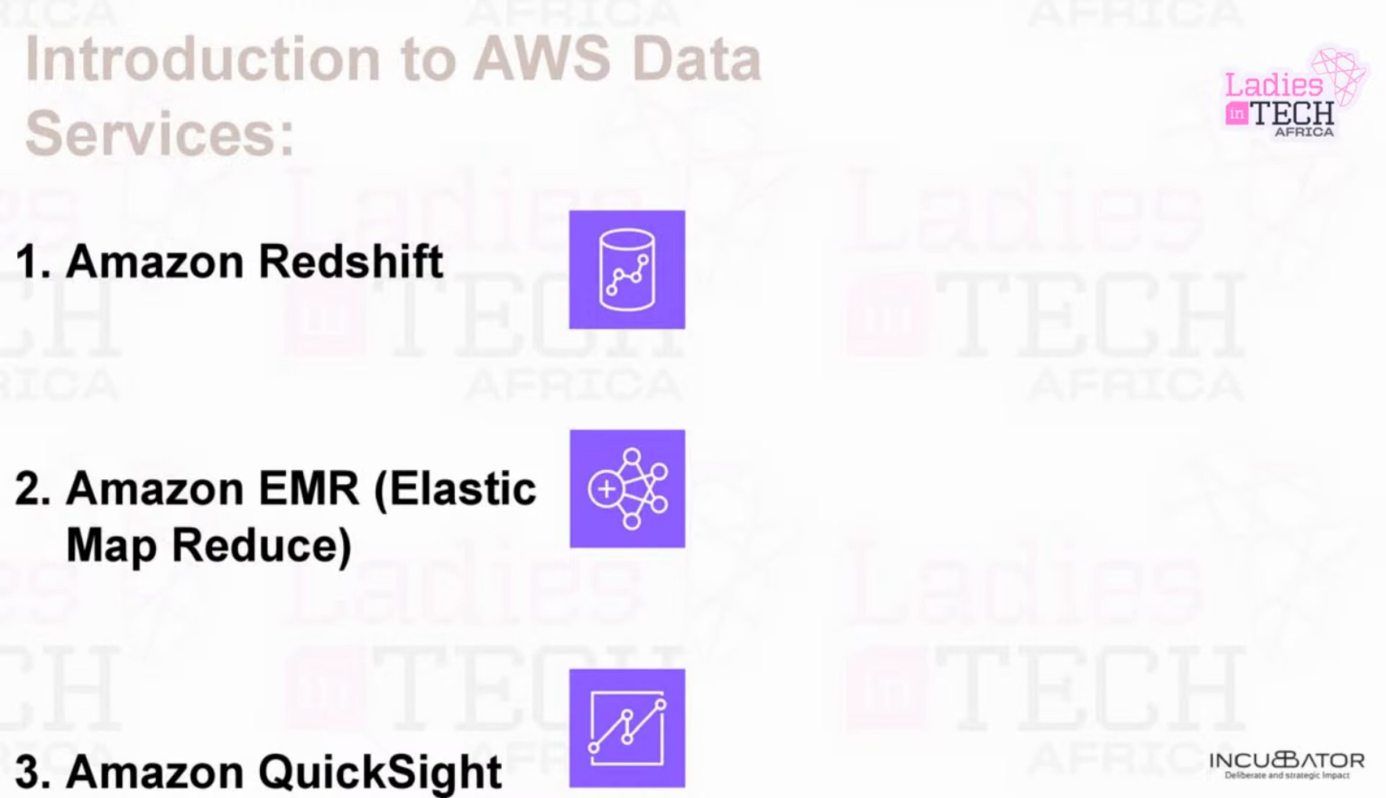So the first one, Amazon Redshift, is a data warehouse. The second one, EMR. When you hear EMR, think of big data. Do you understand? Yeah, and the other one is Amazon QuickSight. Think visualization. That's the first thing that should come to your mind when you hear of Amazon QuickSight.